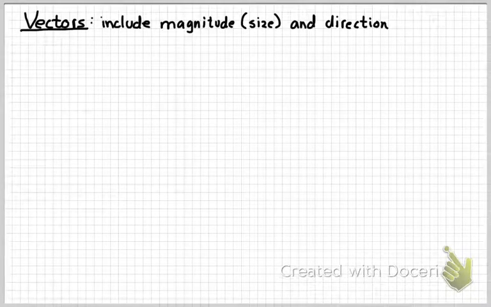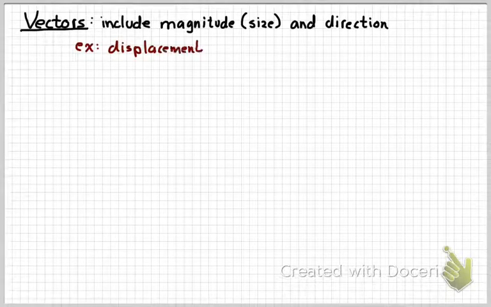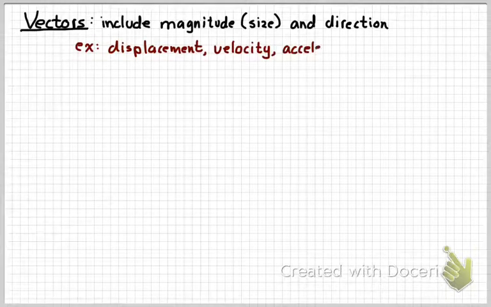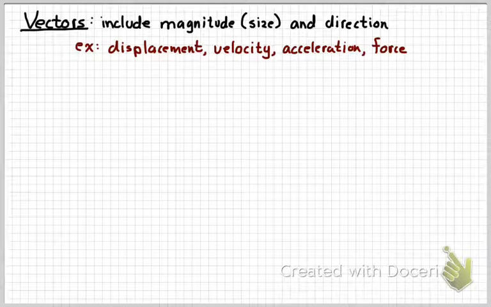Hi, in this video we're going to review motion in two dimensions, starting with vectors, also including projectiles. Remember first of all that a vector is some quantity which includes both a magnitude, which is a fancy word for size, and a direction, like up, down, north, east, south, or west. Examples of vectors include displacement, velocity, acceleration, and force.